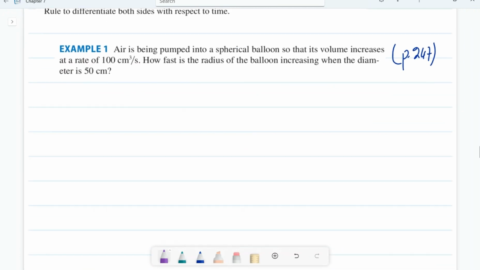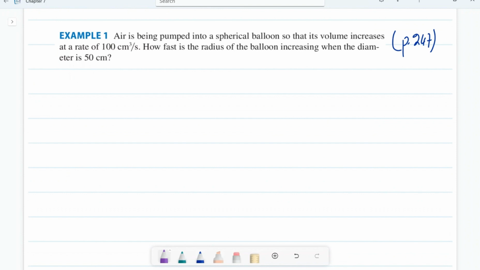Our first example is: air is being pumped into a spherical balloon so that its volume increases at a rate of 100 centimeters cubed per second. How fast is the radius of the balloon increasing when the diameter is 50 centimeters? The way to start with such problems is to identify what is given, or what is known, and what is unknown.